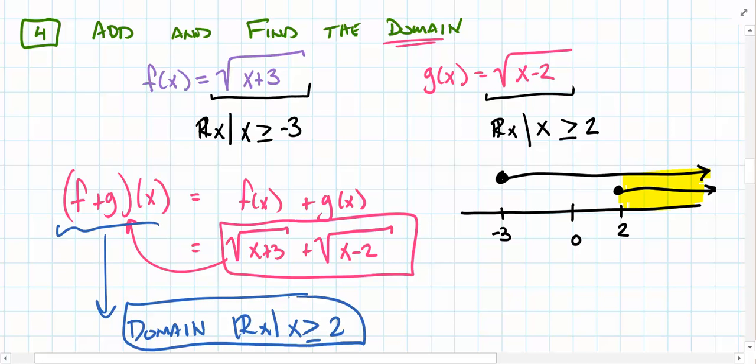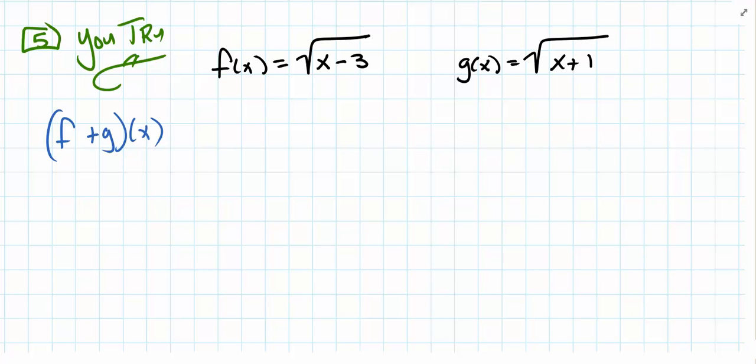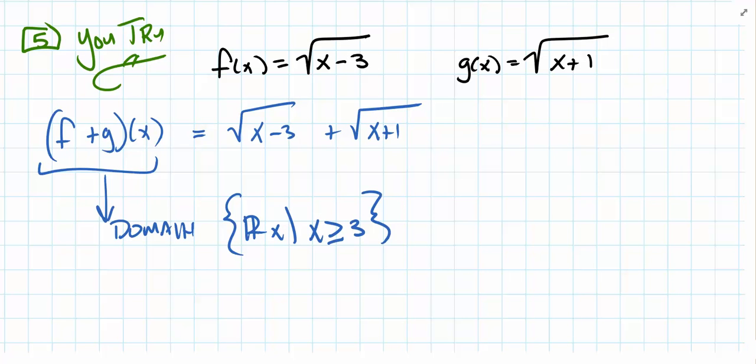Okay, so this is kind of similar, but practice with it, alright? Everyone gets messed up with these square roots. So I want you to add the two together, and then I want you to find the domain of the new function f plus g of x. There's the answer, you should have got that, alright?